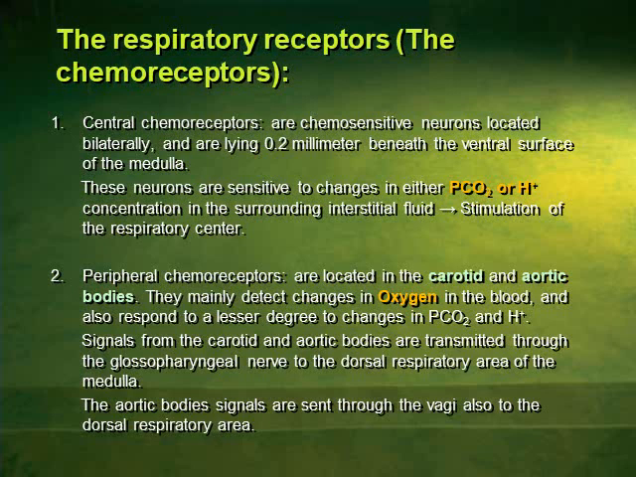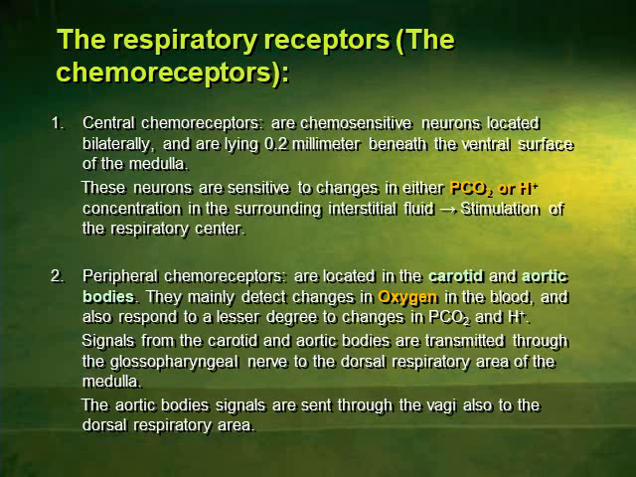The second group of the chemoreceptors are the peripheral chemoreceptors. The peripheral chemoreceptors, as we mentioned in the lectures of the cardiovascular module, are located in the carotid and aortic bodies. They are merely the carotid body and the aortic body. They detect changes in oxygen in particular in the arterial blood, and also respond to a lesser degree to changes in carbon dioxide and hydrogen ion concentrations.